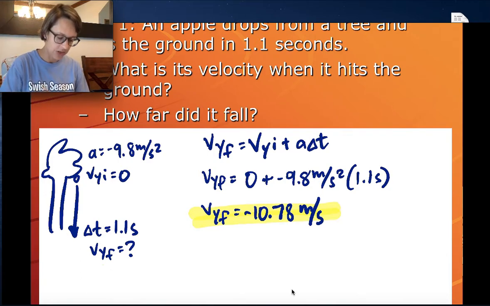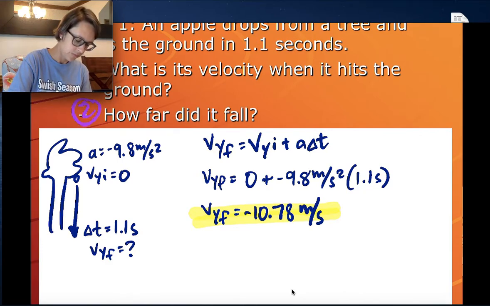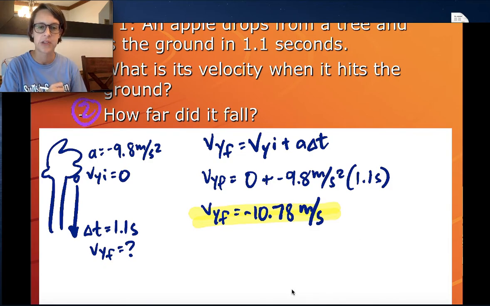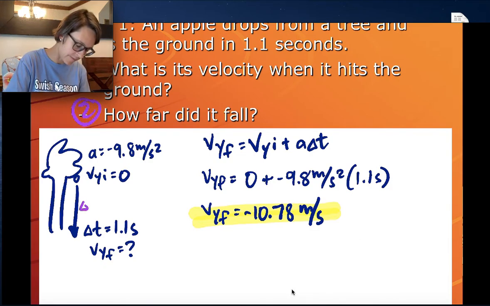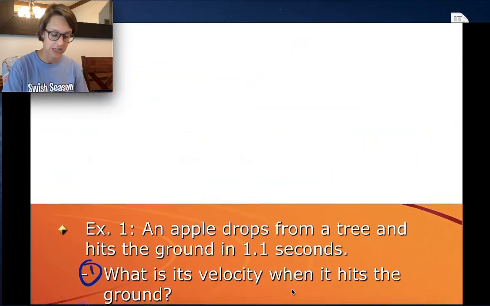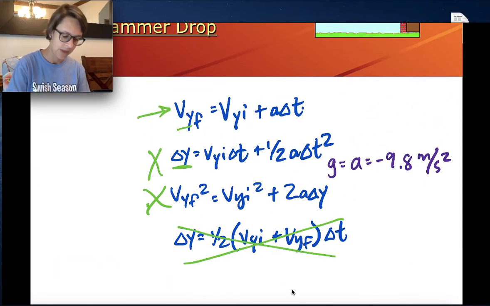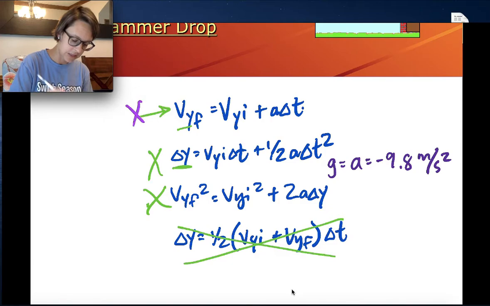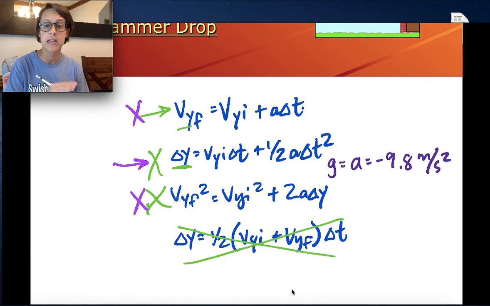so that was question number 1. Question number 2 is how far did it fall? So how far did it fall is delta y. Okay. We're going to use the same givens we originally had. We're going to pretend like we don't know what VYF is. So if we choose an equation that doesn't have VYF, then that eliminates this one, and it eliminates this one, and we have to use that one. That's our only possible equation that doesn't have VYF in it.